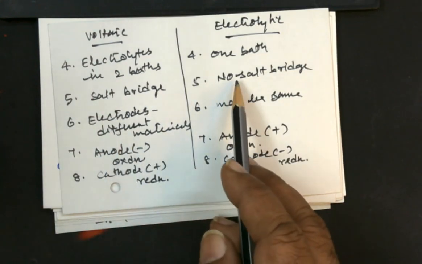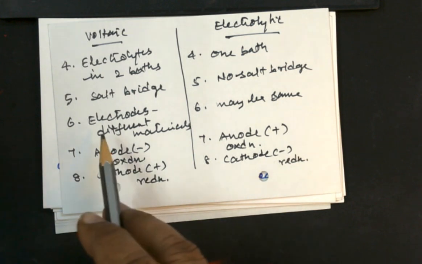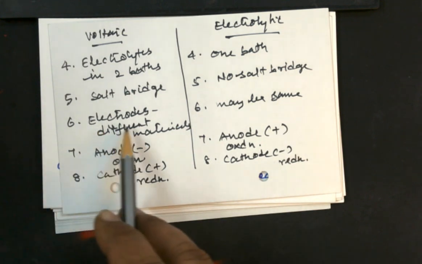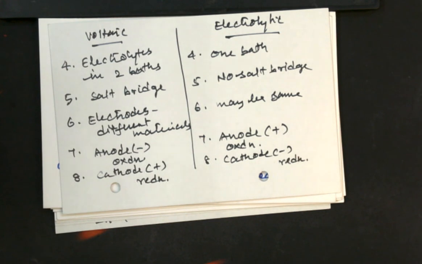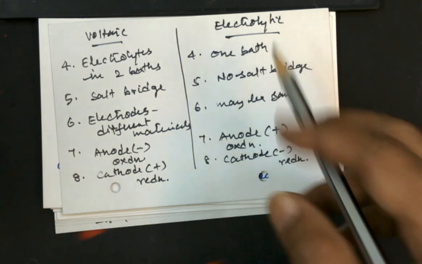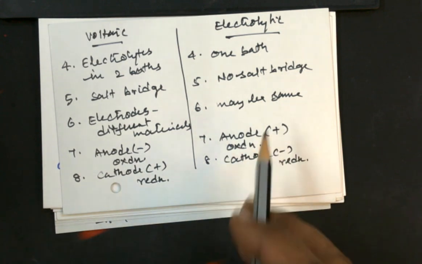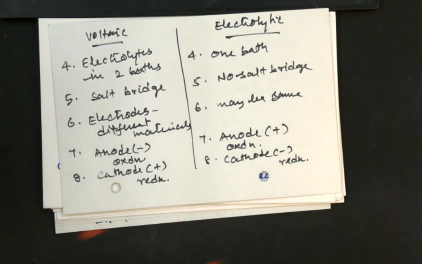Whereas there is no salt bridge introduced here, after all we have got only one bath, a single bath where both electrodes are dipped. And then electrodes are of different material in the case of electrochemical cell or voltaic cell or galvanic cell, whereas in the case of electrolytic cell, they may be of the same type also. Then in this case, anode is the negative electrode, whereas cathode is the positive electrode. Whereas in the case of electrolytic cell, anode is a positive electrode and cathode is a negative electrode.